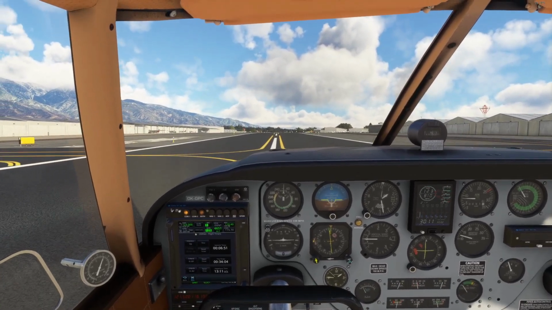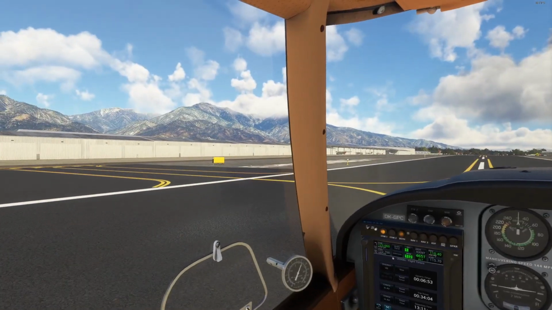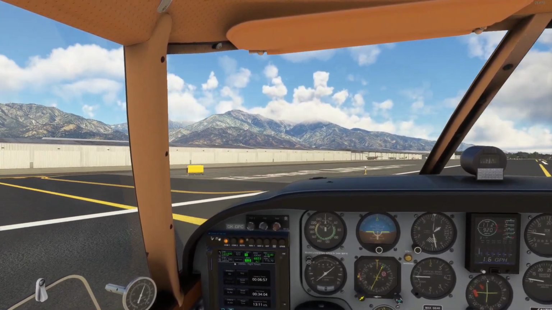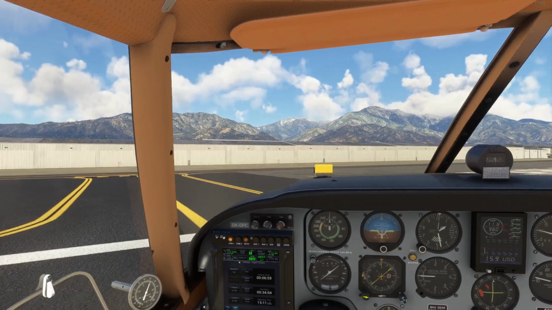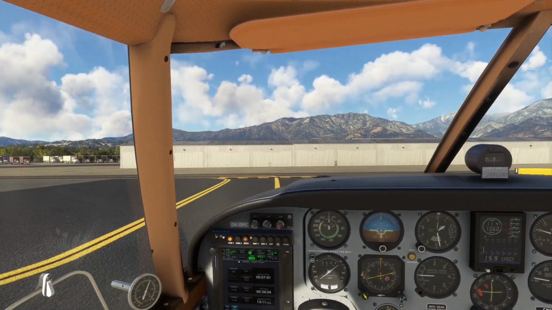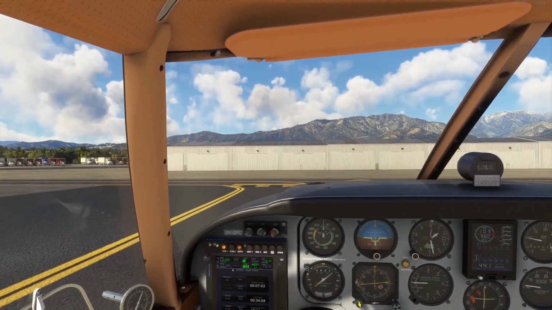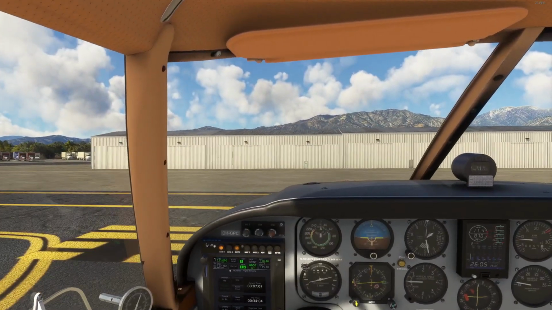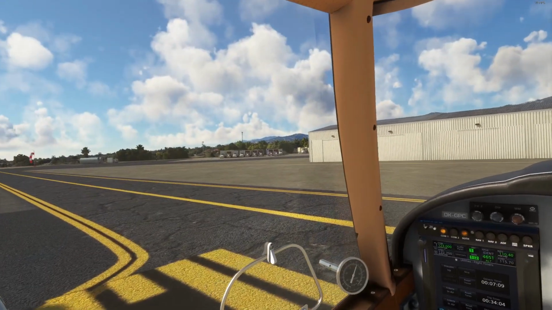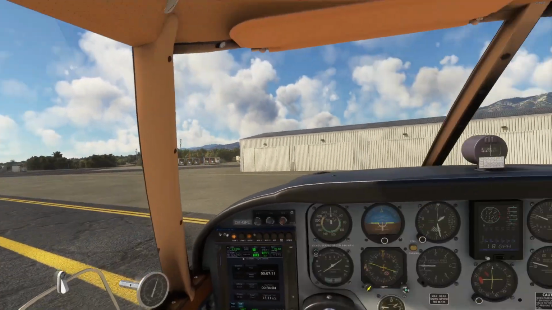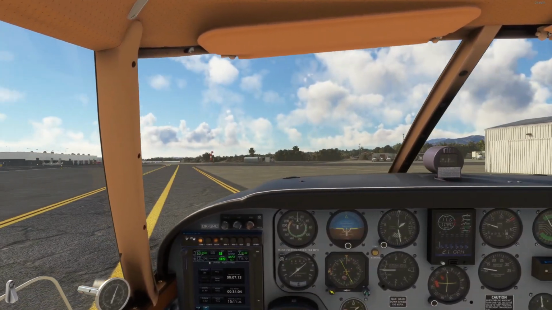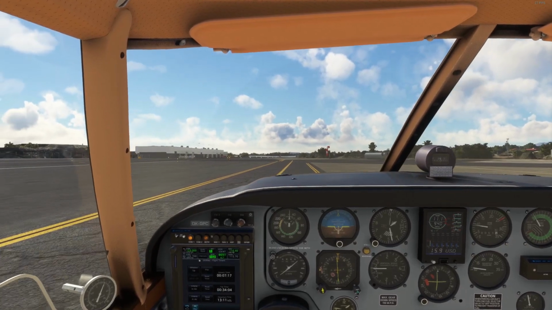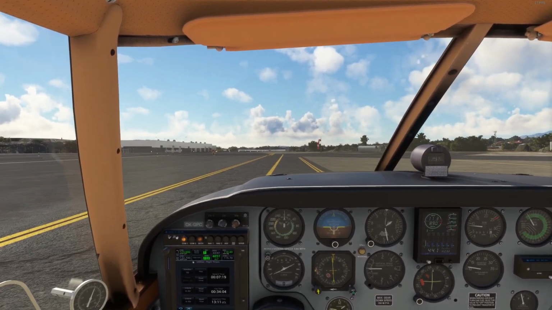Cable traffic, Kodiak 36 Foxtrot on 2 mile final runway 06, full stop, Cable. Cable traffic, Oscar Kilo Golf Papa Charlie, runway 6 is vacated. Cable.